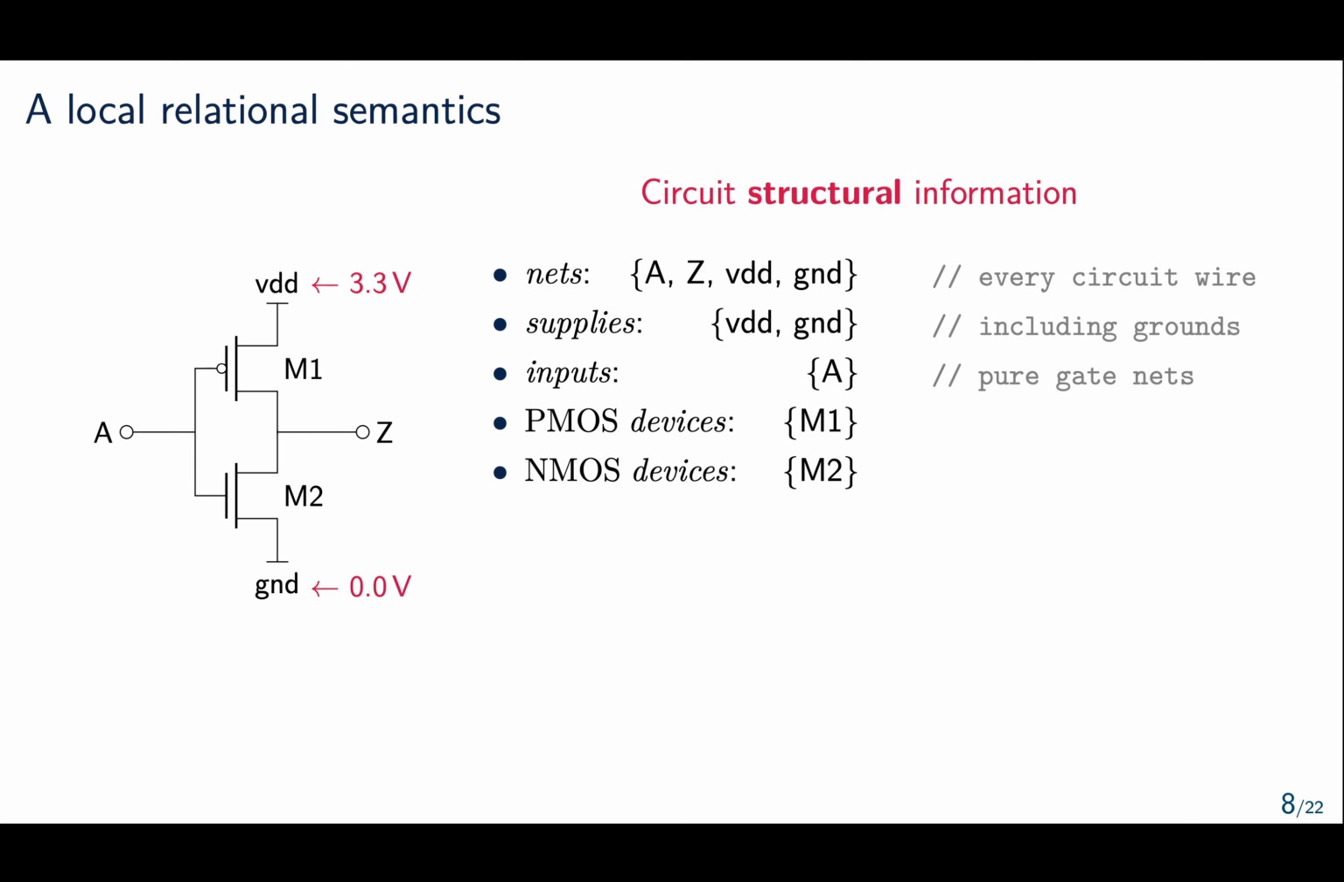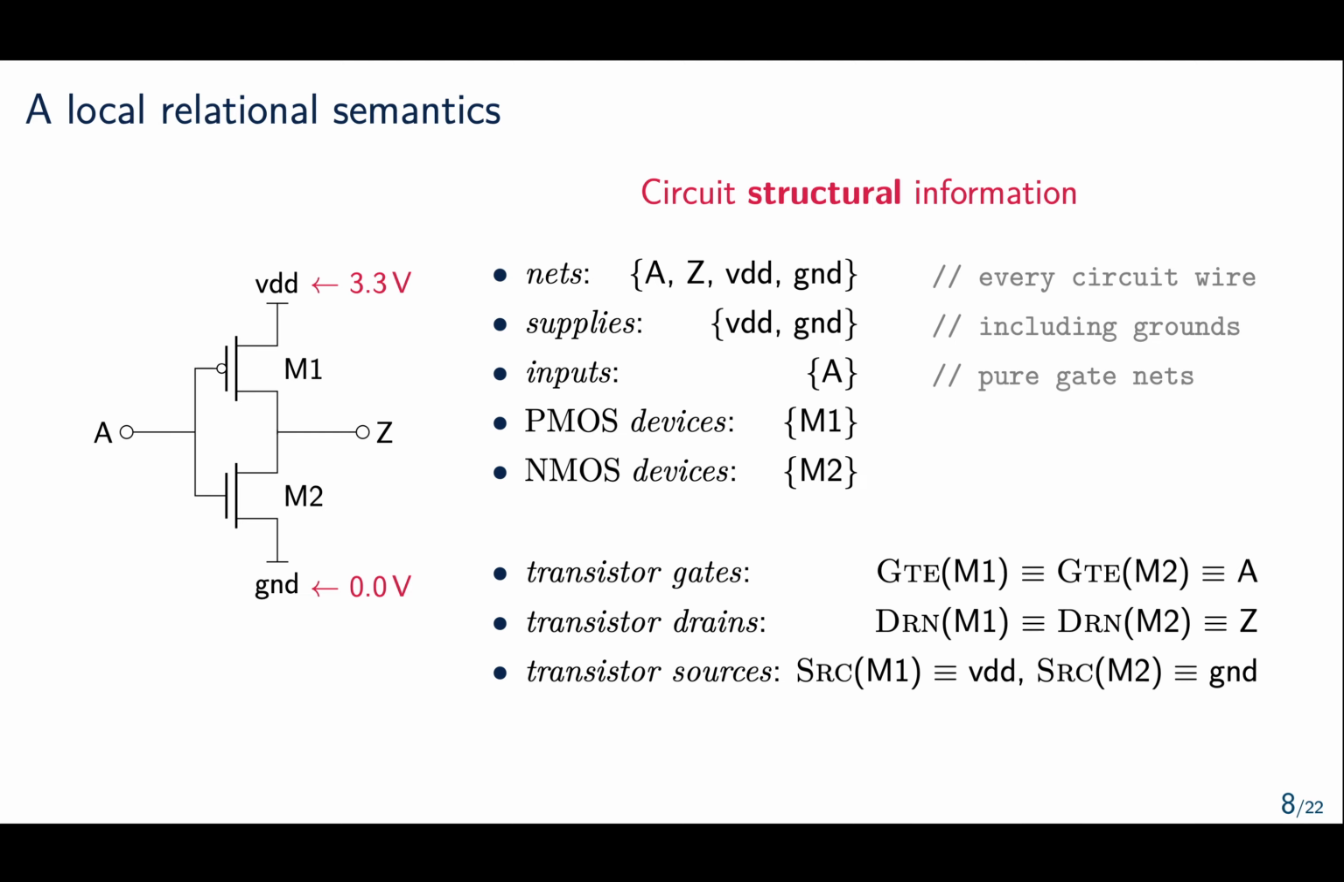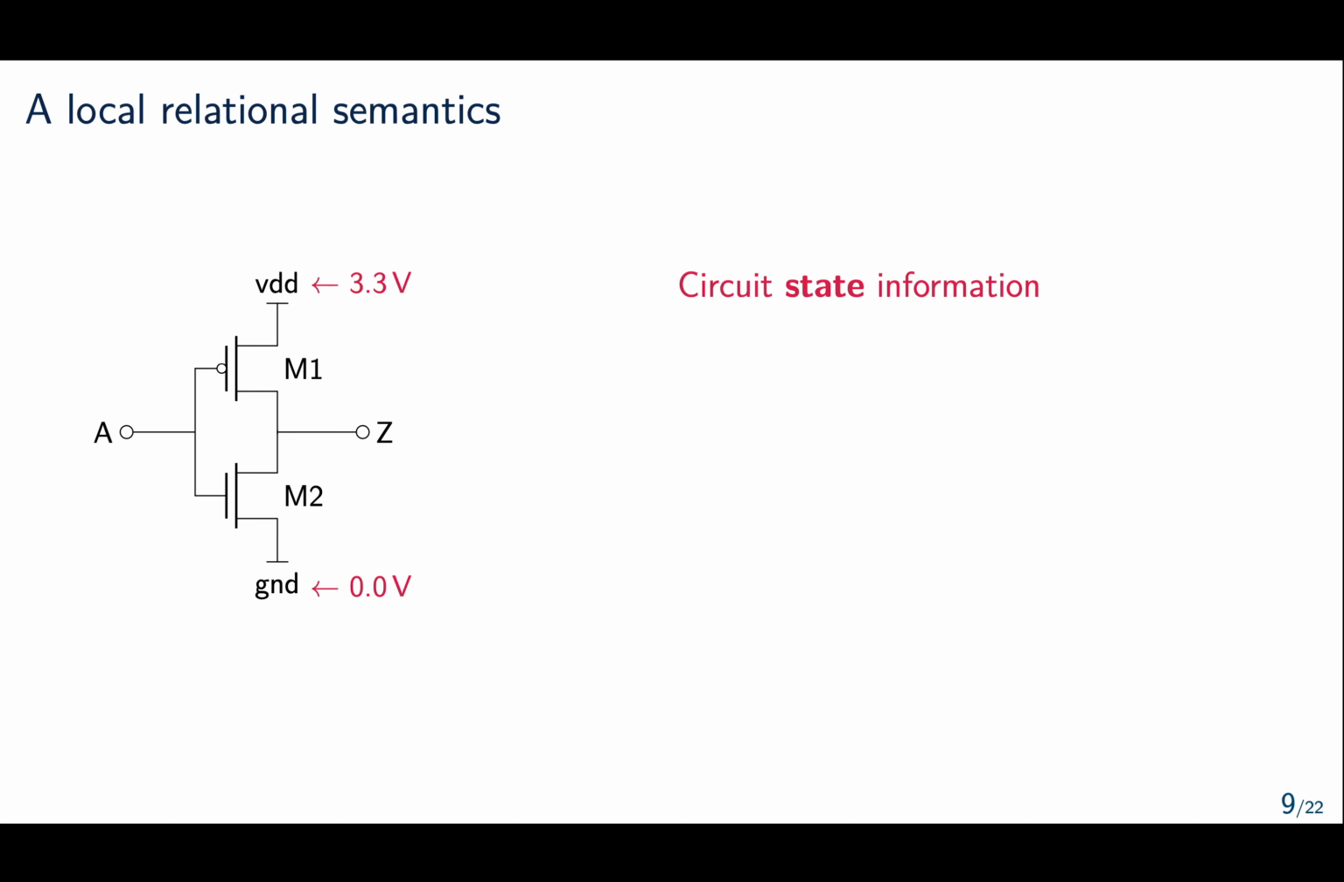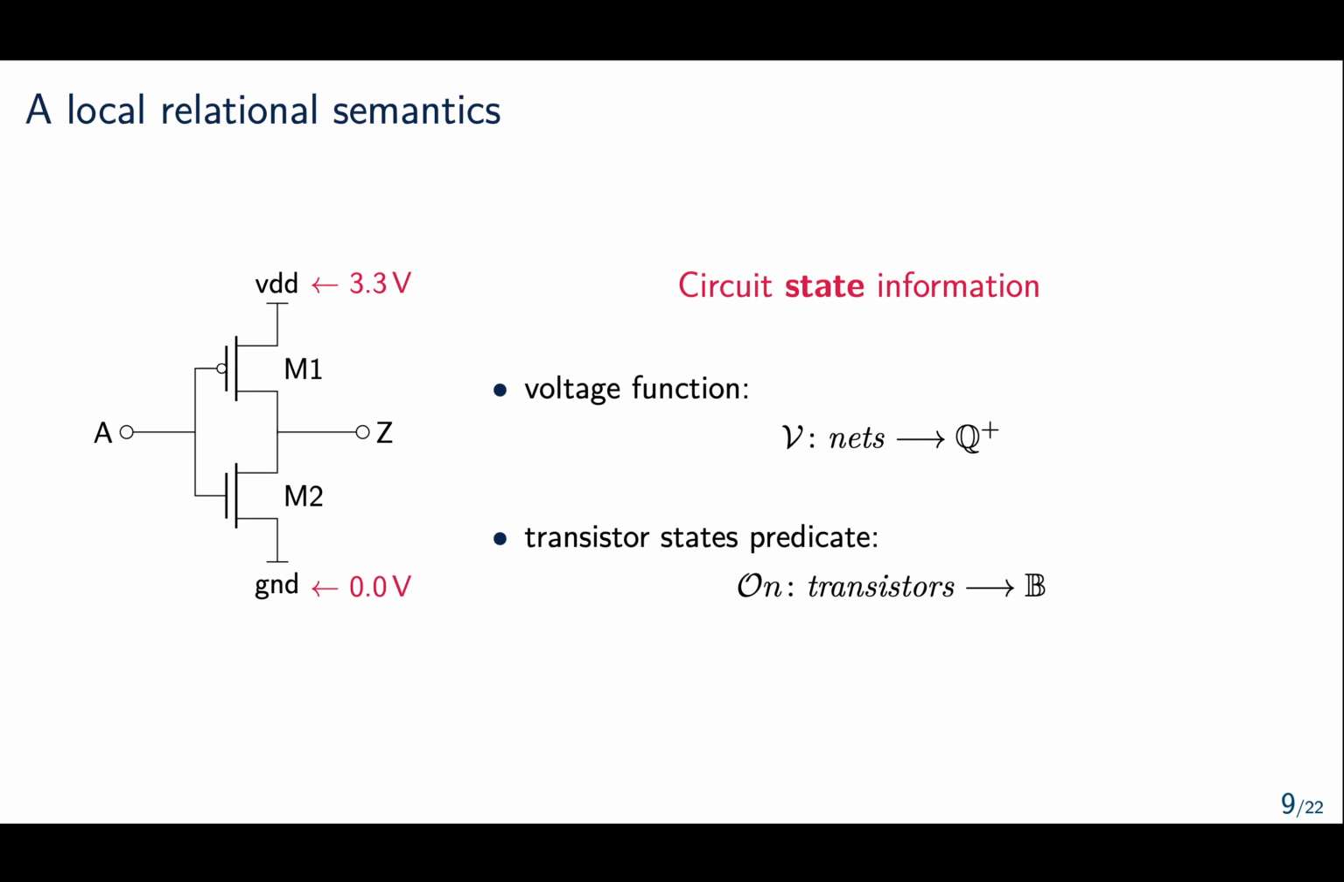In addition, we distinguish two device sets, one set for PMOS devices and another for NMOS devices. We can apply some functions on devices to retrieve the nets they are connected to. These are transistor gates, drains, and sources. The second type of information is circuit state information. We define a voltage function called V, which maps every net to a rational value representing its voltage value. We also define a predicate called on, which tells for any device whether or not it is turned on. We will see in a while how both function V and predicate on are constrained.